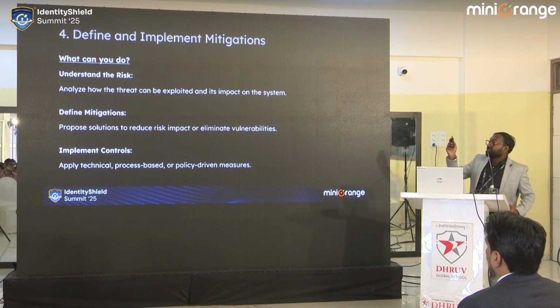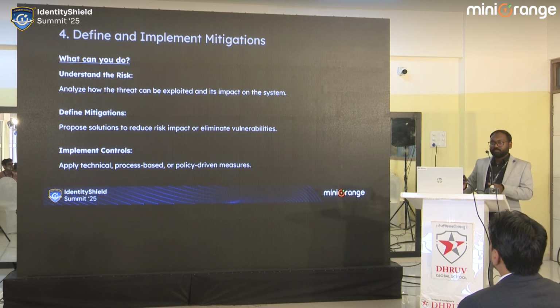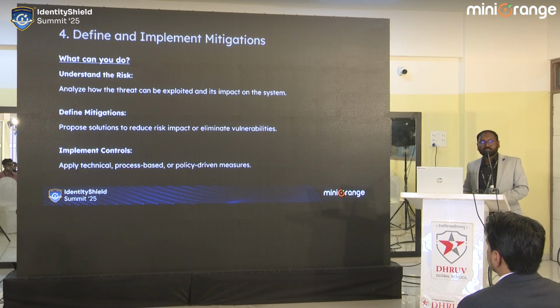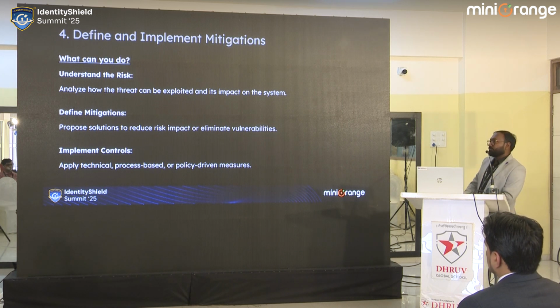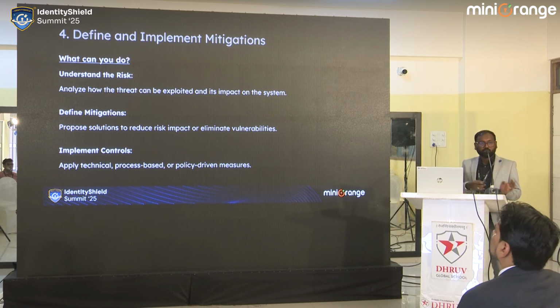So next one is define and implement mitigations. After identifying the problems and their risk level, we need to define what we can do about them. Simple answer: we already discussed what we can do about things. We had certain answers, and that's just what this step covers. What steps you will be taking to prevent them or lower the risk, basically. So understanding the risk, defining the mitigation steps, and implementing controls. Implementing controls is basically what you can do to prevent them.